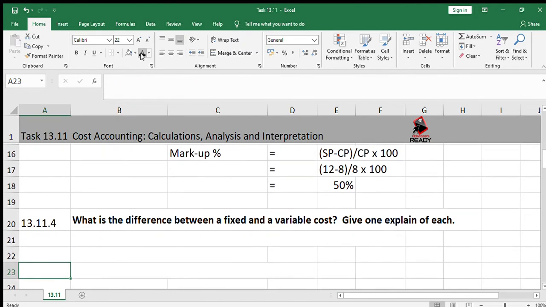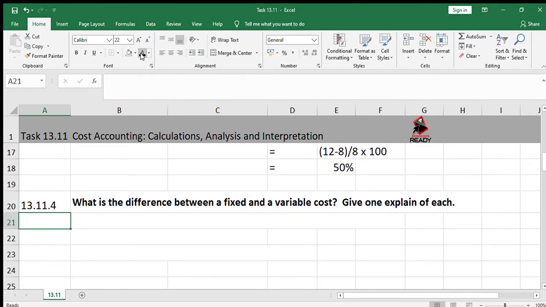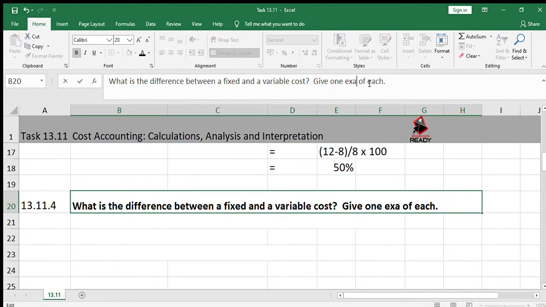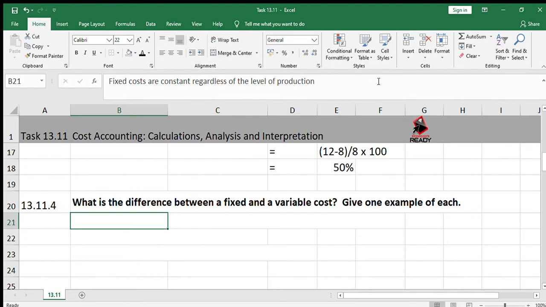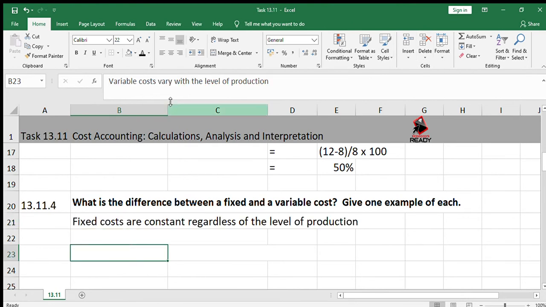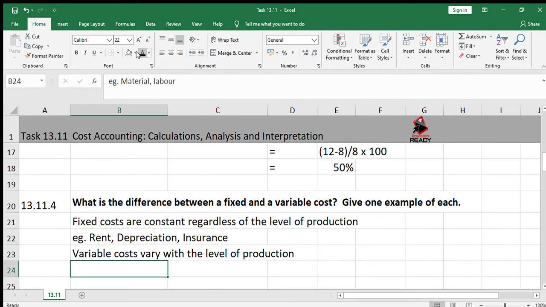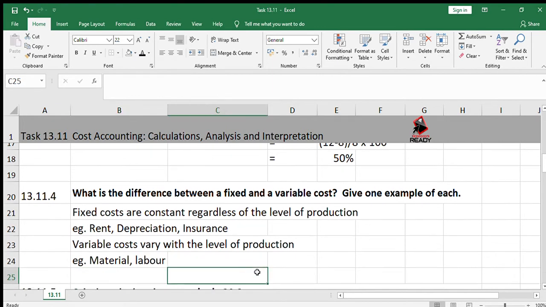And in 13.11.4, there's some theory on the concepts. What is the difference between a fixed and a variable cost? And give one example of each. I'll explain. Fixed costs are constant regardless of the level of production, while variable costs vary with the level of production. Fixed cost examples would be rent, depreciation, insurance, and variable costs would be materials, labor. You could have others as well.